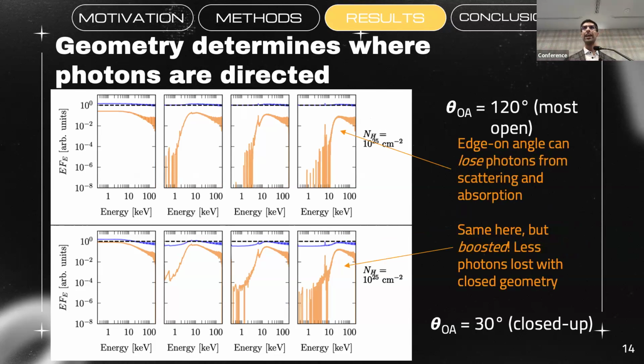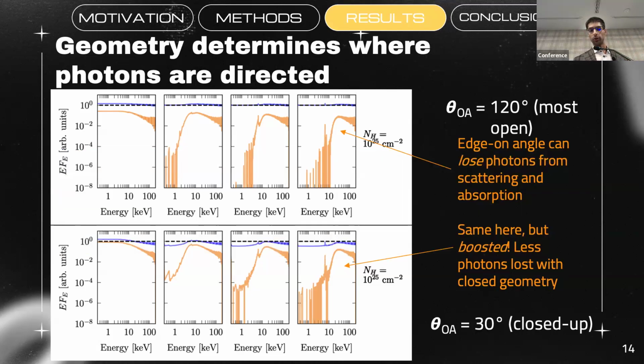So it's sort of similar for the edge-on. Of course, when you're looking edge-on, the photons can be lost out of the line of sight by scattering, and they could be absorbed. But the interesting case here is that when you close the torus up more, you get the Compton hump, and the line emission is boosted. And this is just the effect that less photons are lost when you close the geometry up. So less of the direct emission is actually escaping right away, and more of the flux can come out on the edges.